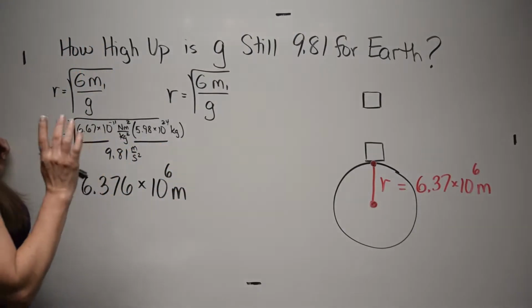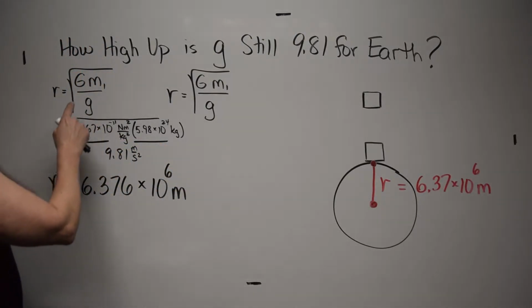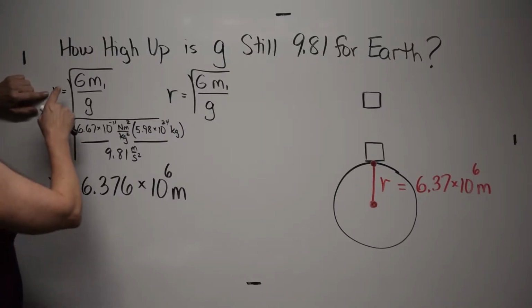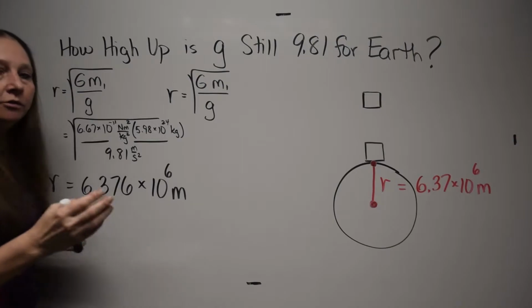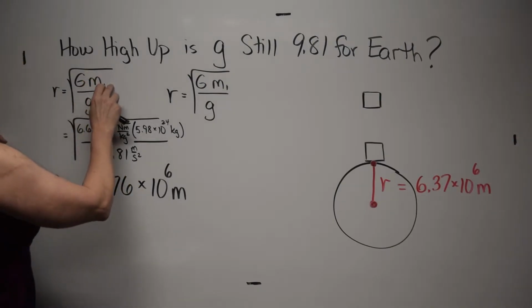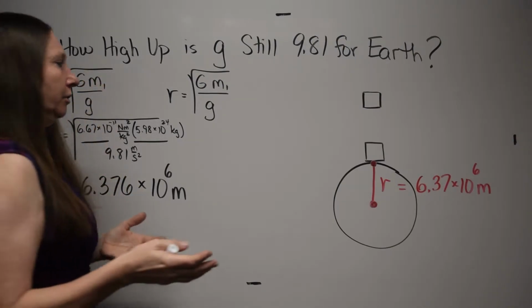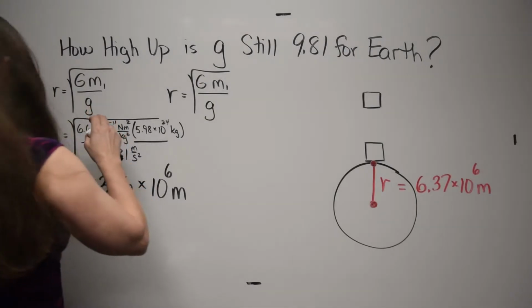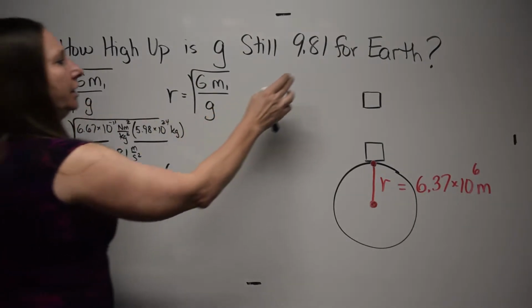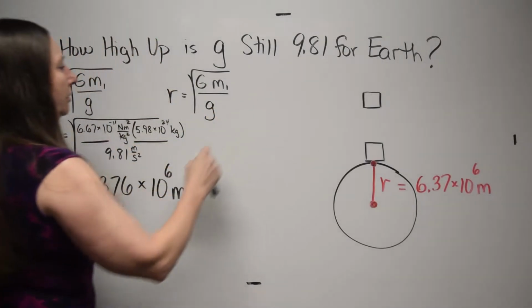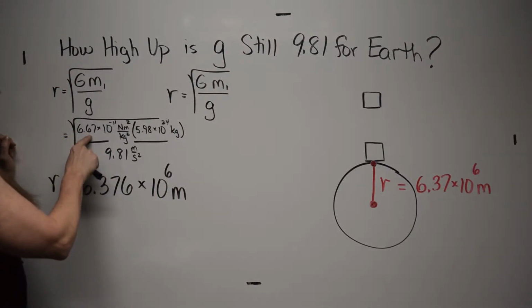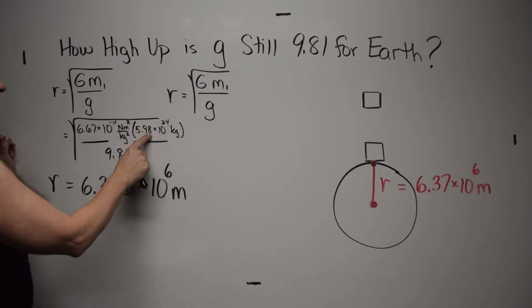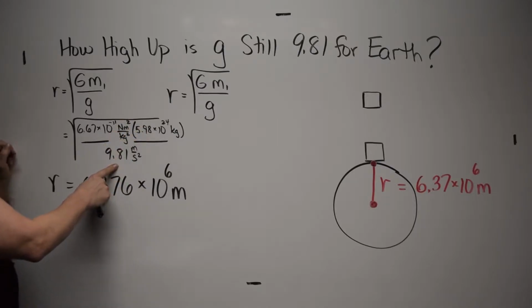All right, now, the equation is that the radius is going to be equal to big G, which is another constant on the front of the reference tables. M1 would be the mass of the Earth, and little g, of course, is the acceleration due to gravity for the Earth. So we plug in from the front of the reference tables big G, the mass of the Earth, and little g.